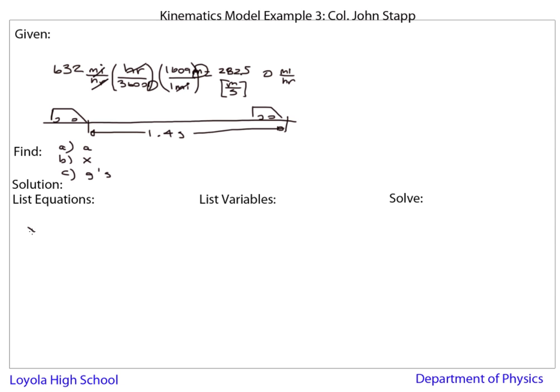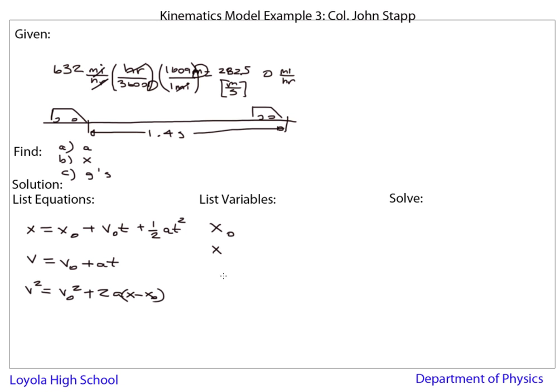Equation-wise, I have my three kinematic equations. And again, we write these here just for organization. You don't have to memorize these, but it's nice to use this as our work area. v equals v0 plus at, and v squared is equal to v0 squared plus 2a(x minus x0). Then for variables, I have x0, x, v0, v, acceleration, and time.